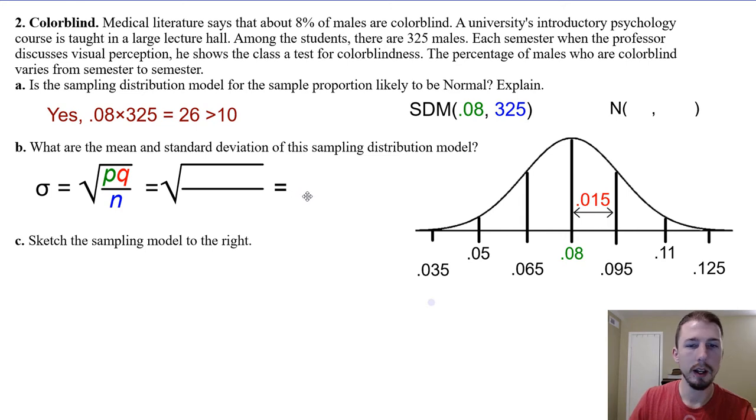All right, colorblind. Would we expect the sampling distribution model to be more nearly normal? Yes, because by the time we have a sample of 325, 8% of that's 26, which is greater than 10. So we have at least 10 successes and 10 failures, so we're guaranteed it's not going to be cut off by at least 3 standard deviations from the hard left bound of 0 or the hard right bound of N. So yes, that would be good to go.